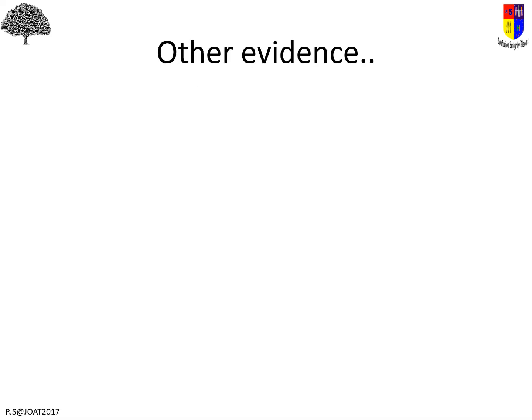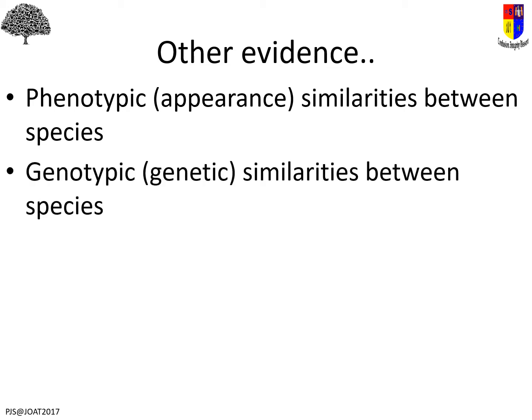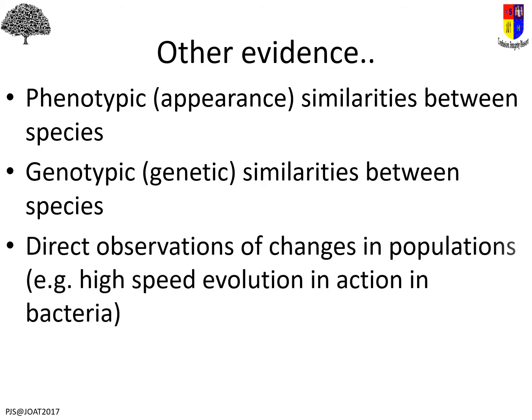So other evidence for change is actually the similarities that we can find. So we can look for appearance, so phenotypic similarities, and you can find similarities between different species. And you can also look for genotypic similarities. So you're looking at the genetic code and working out how similar particular species are to other species. And that's a whole branch of science called phylogenetics, and really quite fascinating, and is part of the Higher course.